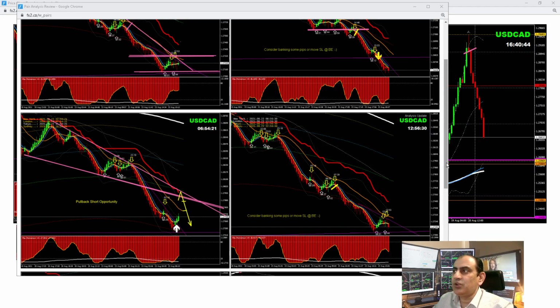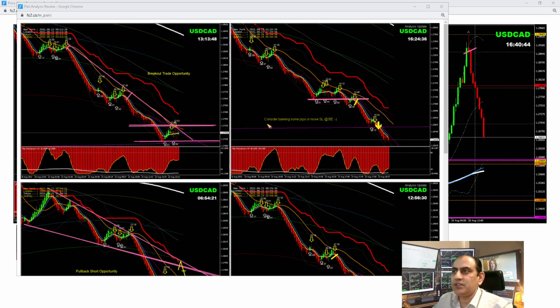And at the New York session, you can see here, I explained to my traders, momentum is very strong bearish. So if you look for another breakout, you can see here, price broke and developed another pullback and a beautiful short trade here. So we really enjoyed it, most of the traders amazingly banked more than 100 pips.